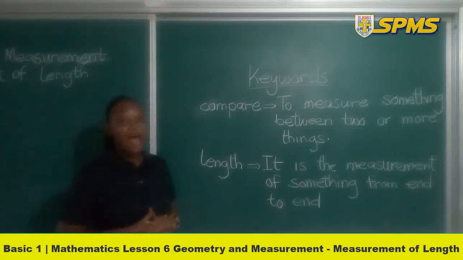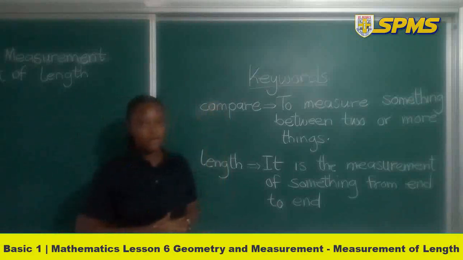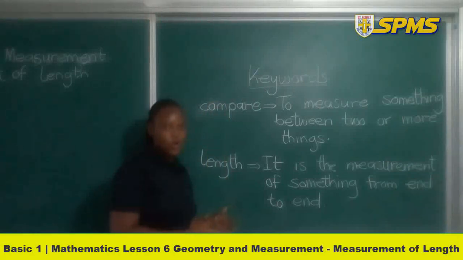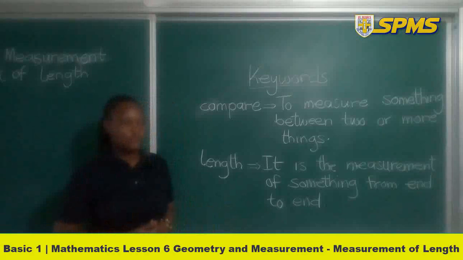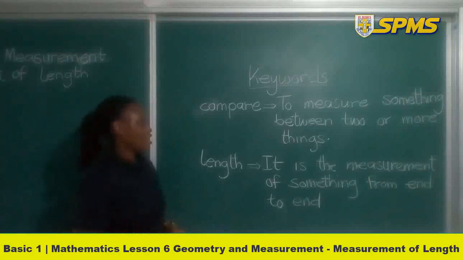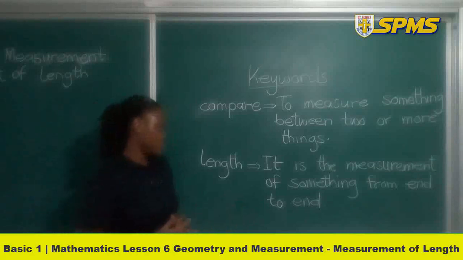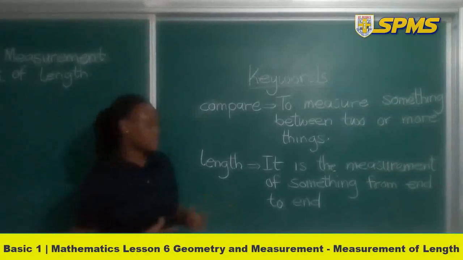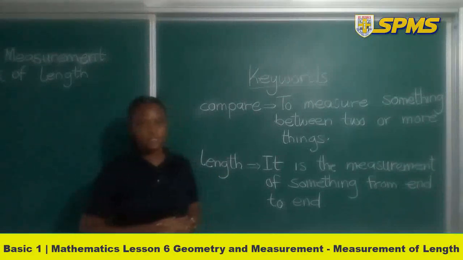Your friend may have a long ruler whilst you have a short ruler. So you are comparing these two rulers. So that is compare. Our next word is length. Length: it is the measurement of something from end to end.